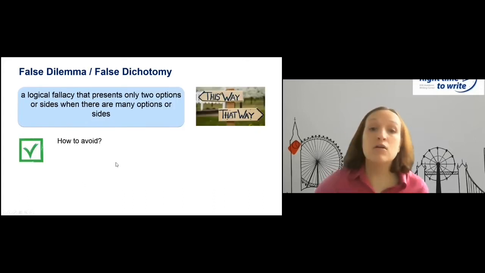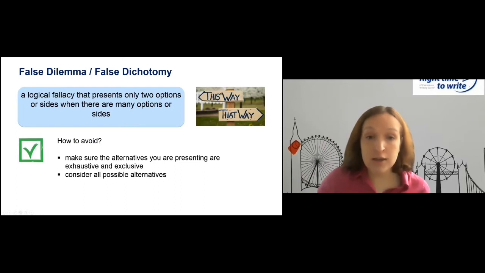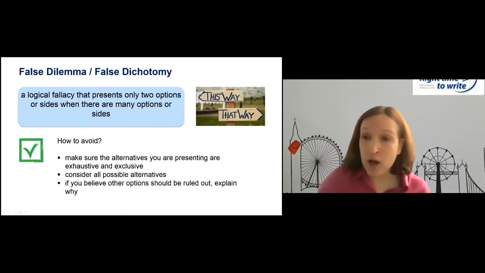How to avoid it? Can we say that we have excluded all the other options, and why? We need to make sure that we are presenting all alternatives, all possible explanations. And if we rule some options out, we need to explain why we rule them out, why only this option is left to fight recession.